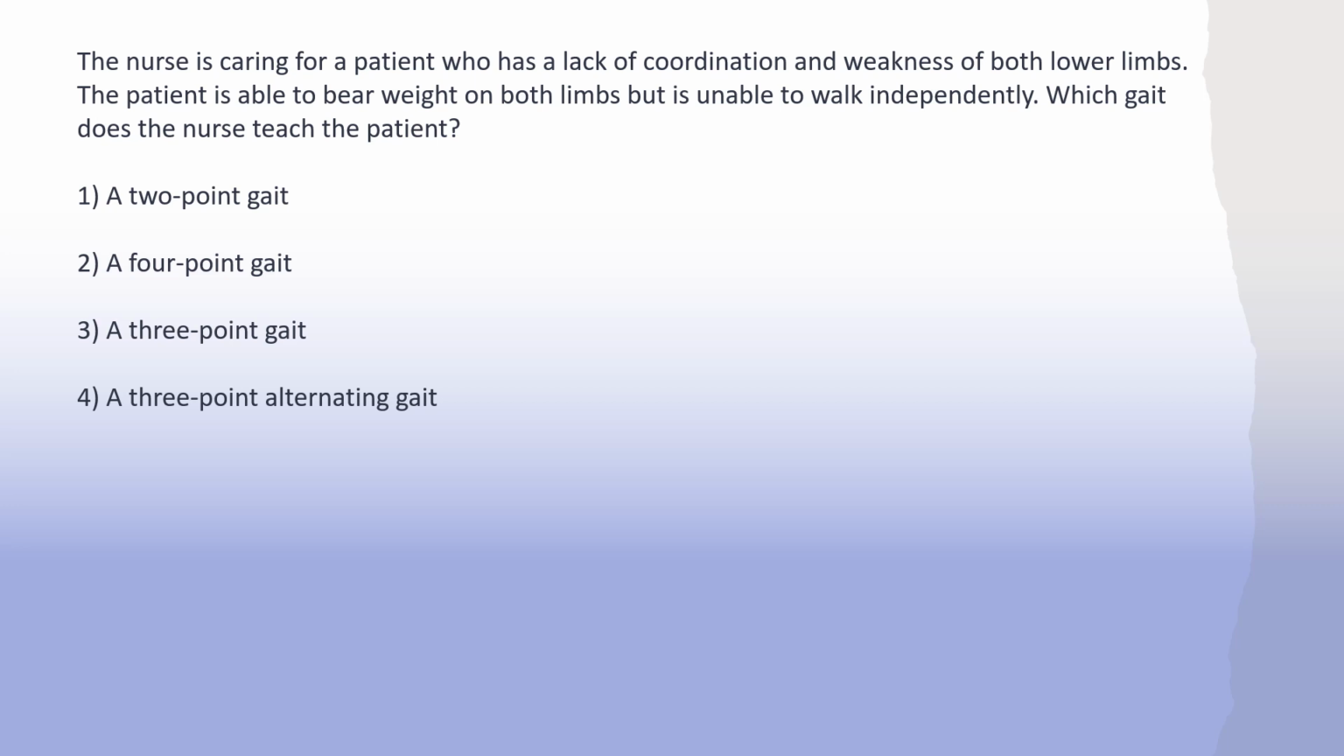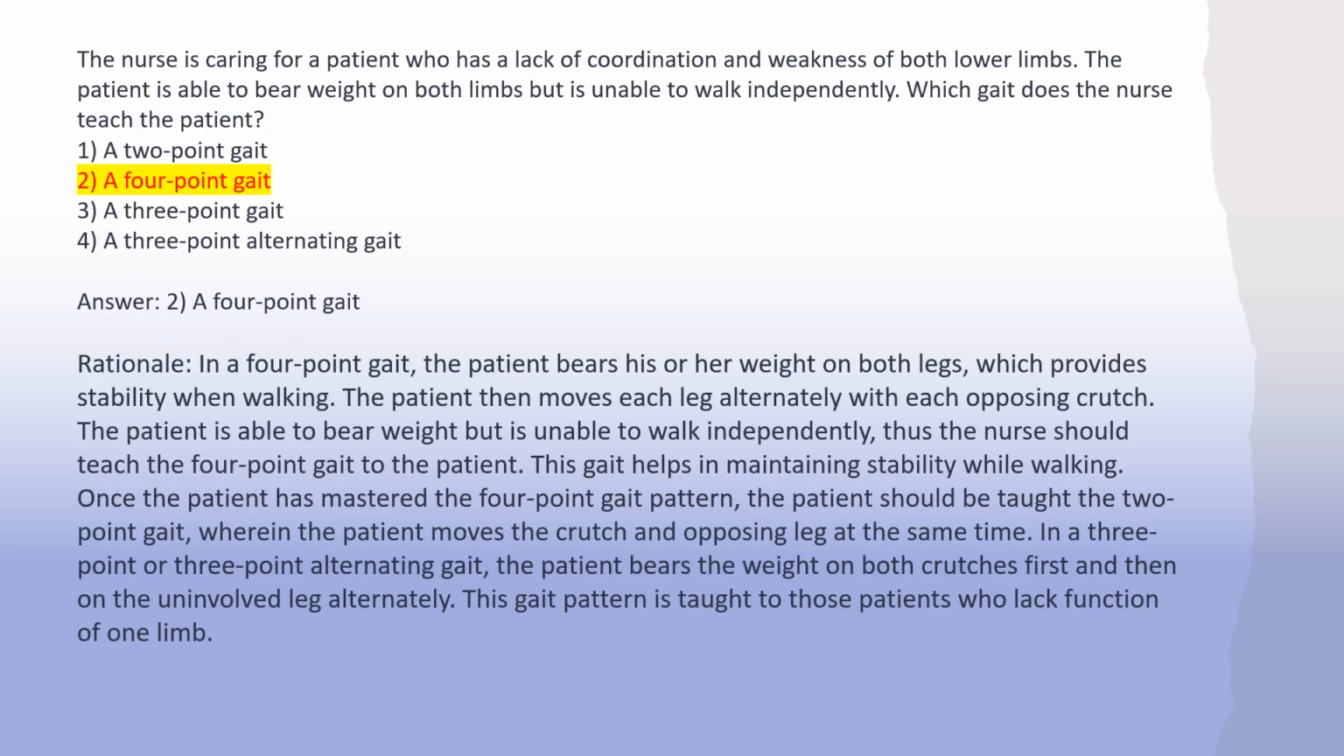The nurse is caring for a patient who has a lack of coordination and weakness of both lower limbs. The patient is able to bear weight on both limbs but is unable to walk independently. Which gait does the nurse teach the patient? 1. A 2-point gait. 2. A 4-point gait. 3. A 3-point gait. 4. A 3-point alternating gait. Answer 2. A 4-point gait.